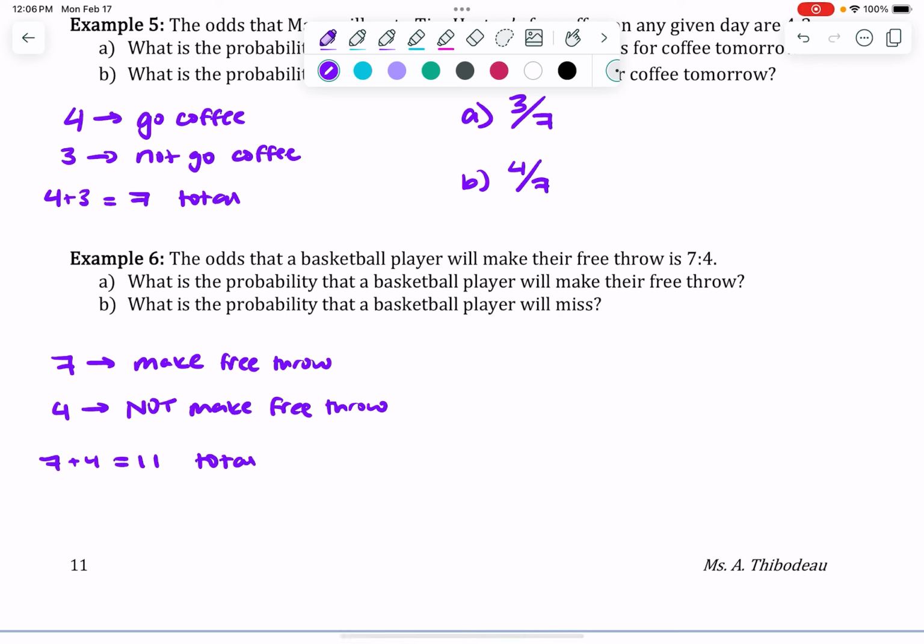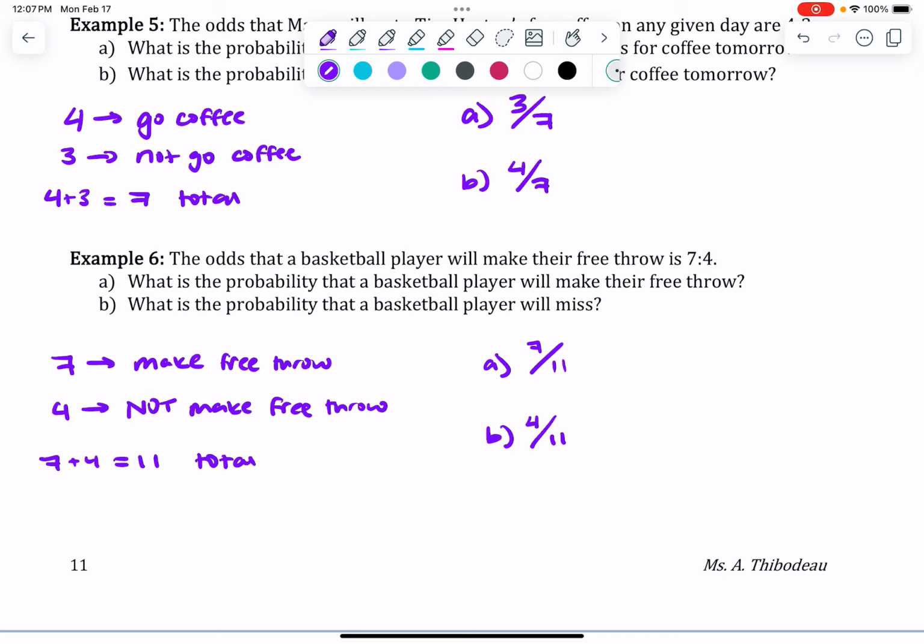So if I'm asking these questions, what is the probability that the basketball player will make their free throw? Well, the total number of favorable outcomes is 7 over the total, which is 11. And what is the probability that a basketball player will miss? Well, not making their free throw is 4 over the total, which is 11.